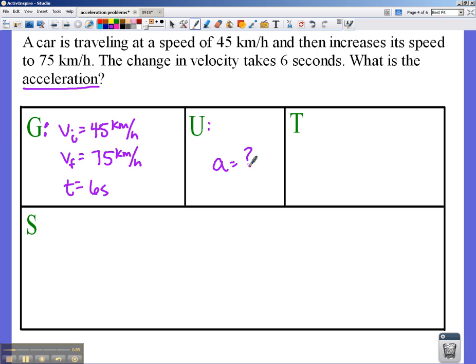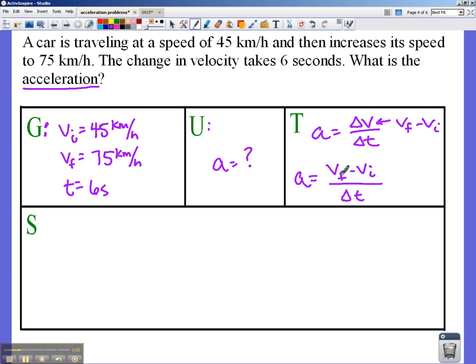Now, our tool for acceleration is going to be the acceleration formula. Acceleration is the change in velocity divided by the change in time. However, this kind of has its own formula of V_f, V final, minus V initial. So sometimes it's just easier to go ahead and write the formula that way. So acceleration equals final velocity minus initial velocity divided by change in time.